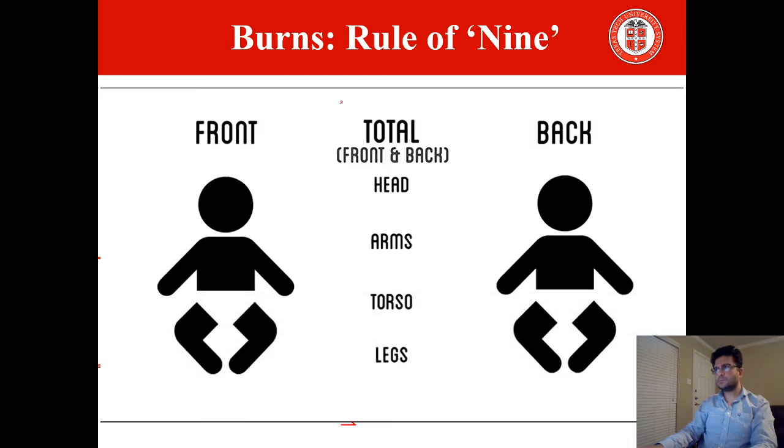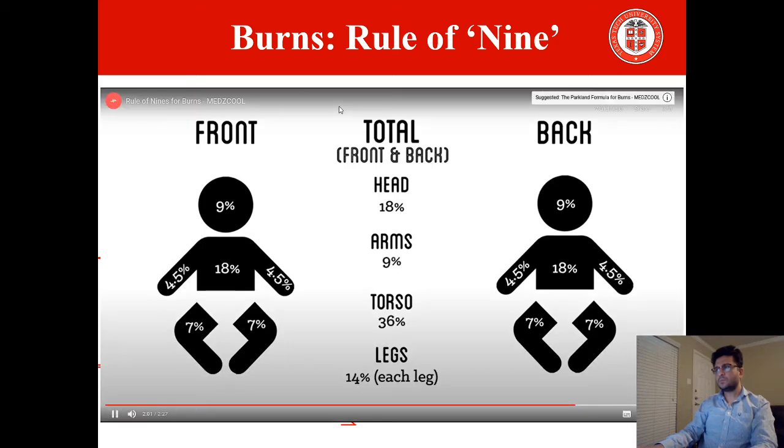In a pediatric patient, keep in mind that the rule of nines is slightly different. The head in this patient population is much larger, and so it is worth 9% for the front and another 9% for the back, for a total of 18% for the head. The other difference in the rule of nines is in the legs, which is worth 7% for the front and 7% for the back, for a total of 14% for each leg. All other percentages for the rule of nines in a pediatric patient remain the same as in adults.